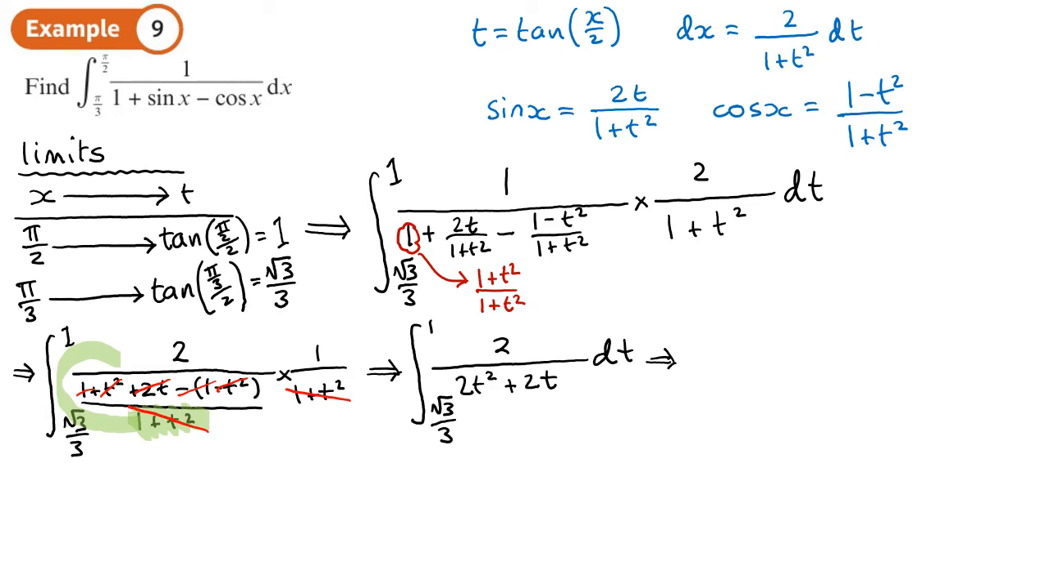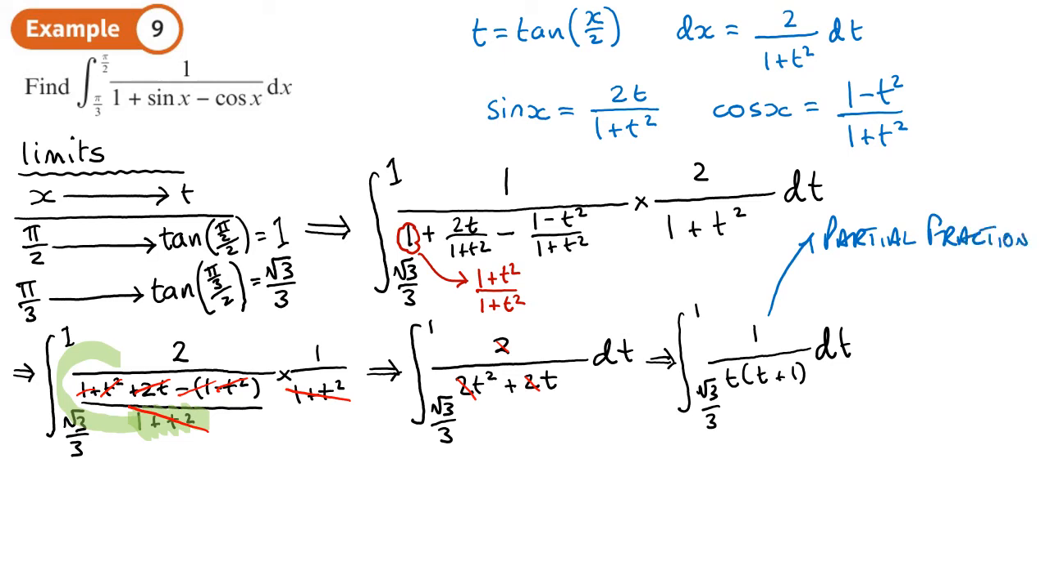I can divide everything by 2. I'm going to factorize the bottom. So I will get 1 over t times t plus 1. Now whenever you get anything like this, it's going to be partial fractions. Now I'll put a link in the description for partial fractions because that's from Pure 2. So let's use partial fractions on this. So let's do it over here.